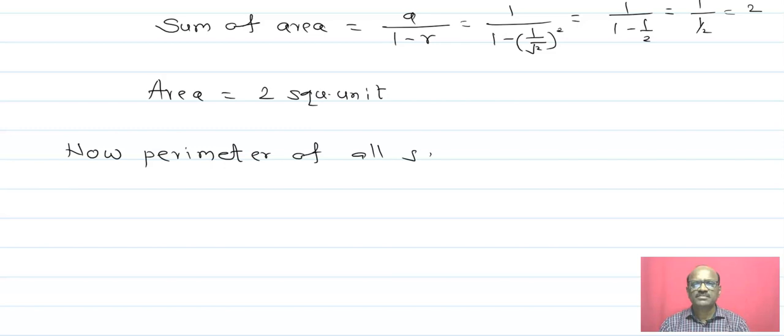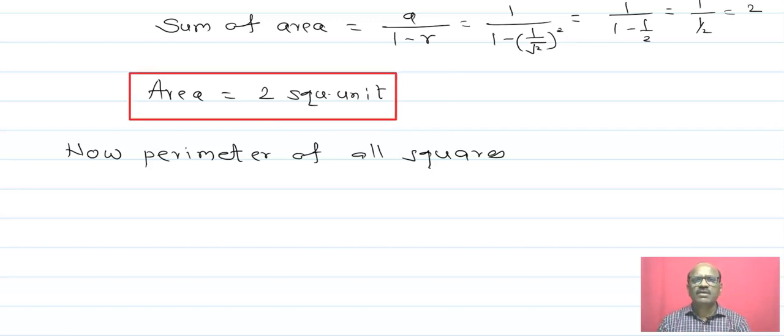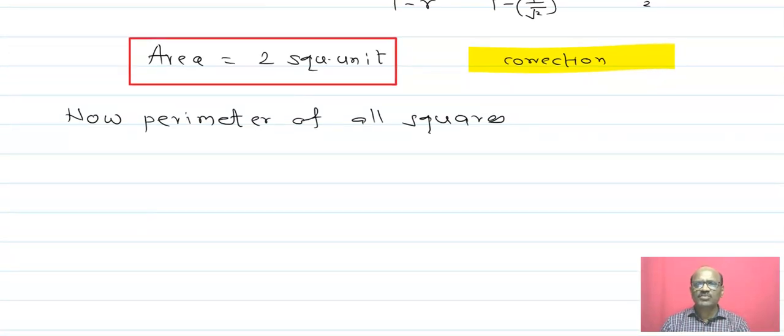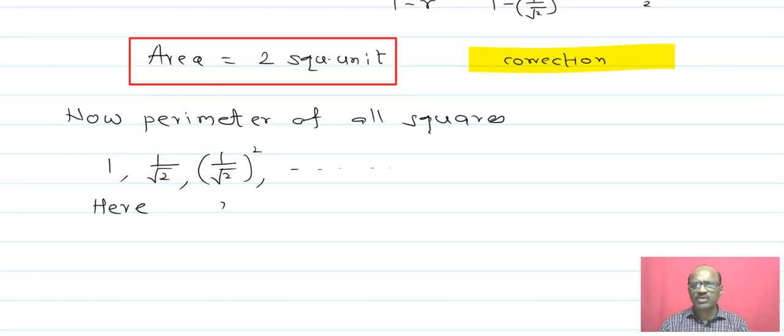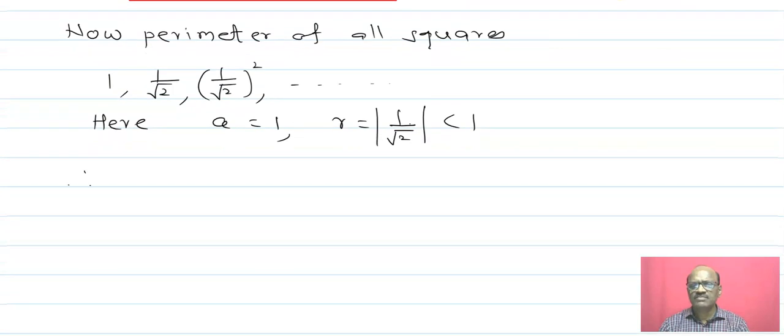Now the perimeter of all the squares. Therefore, this is the correct correction in answer. Now I had find out the answer. You may agree or may not agree. If you like these steps, I hope that there is no any mistake. Now the perimeter is, now the sides of the squares are 1, 1 upon root 2, 1 upon root 2 bracket square. Here a is equals to 1, r is equals to 1 upon root 2, which is mod of r is less than 1.